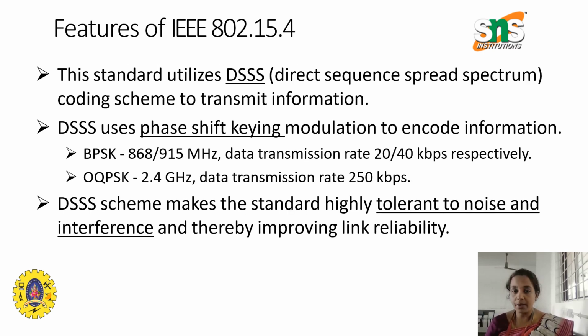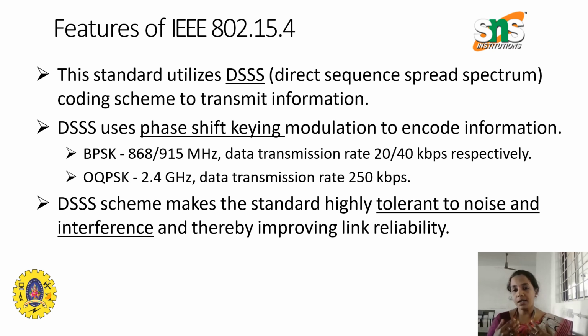We have some features of IEEE 802.15.4. This uses the spectrum. Spectrum means the frequency band in which the signals will travel. This standard utilizes the direct sequence spread spectrum coding scheme to transmit the information. Direct sequence spread spectrum is the sequence which is used to send the signals. DSSS uses phase shift keying modulation to encode the information.